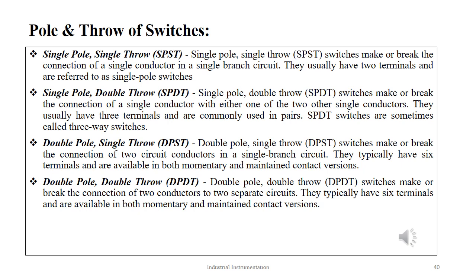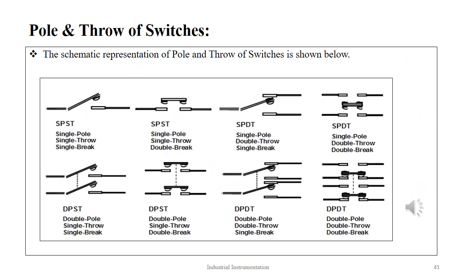Double pole single throw switches make or break the connection of two circuit conductors in a single branch circuit. They typically have 6 terminals and are available in both momentary and maintained contact versions. Double pole double throw, DPDT, switches make or break the connection of two conductors to two separate circuits. They typically have 6 terminals and are available in both momentary and maintained contact versions. Here in the picture below we see the different setups of SPST, SPDT, DPST and DPDT switches.